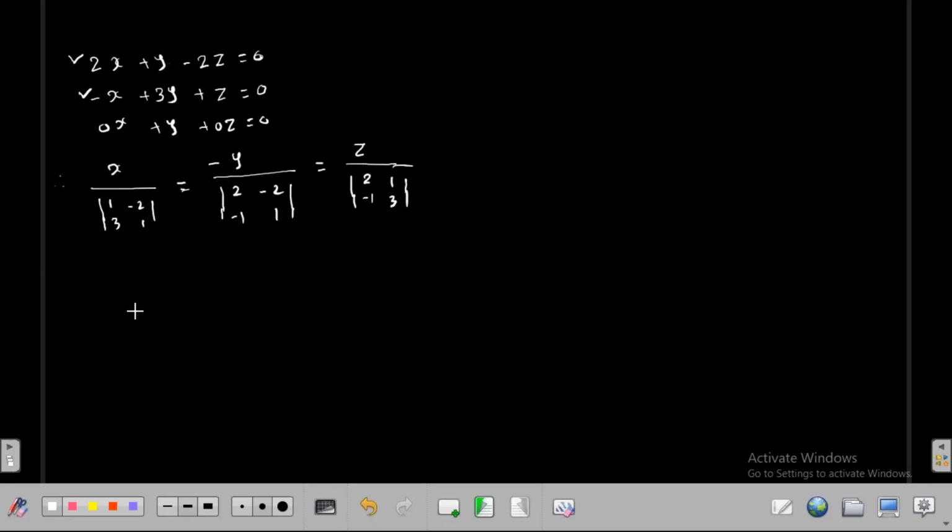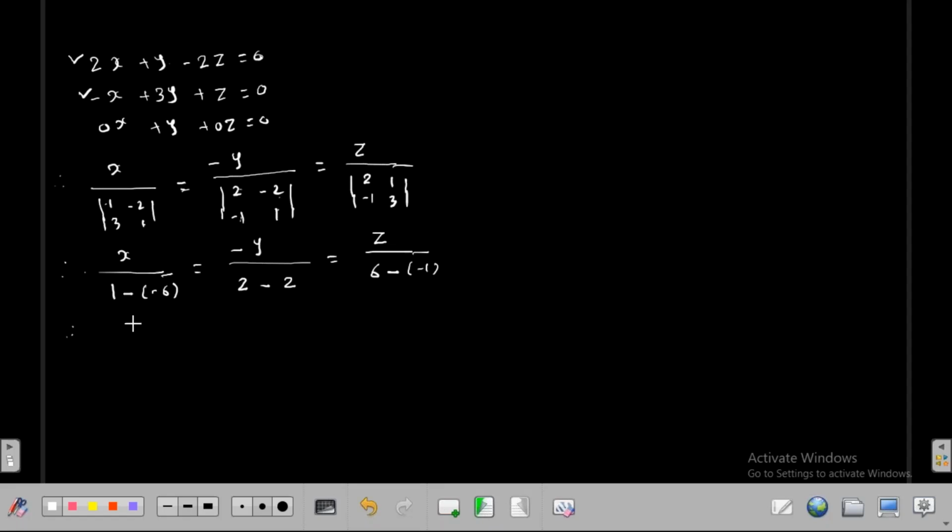Now simplify this. So x by 1 into 1 is 1, write minus, then 3 into -2 is -6, equal to minus y divided by 2 into 1 is 2, then write minus, to multiply these two numbers, -1 into -2 is +2, equal to z divided by 2 into 3 is 6, write minus, then multiply these two numbers, -1 into +1 is -1.